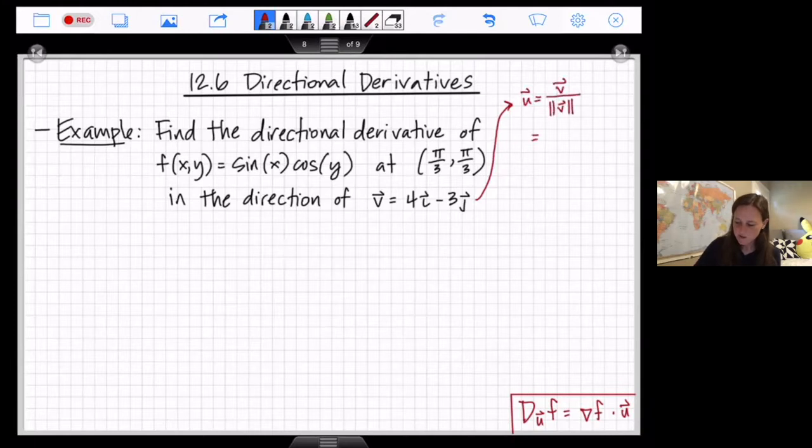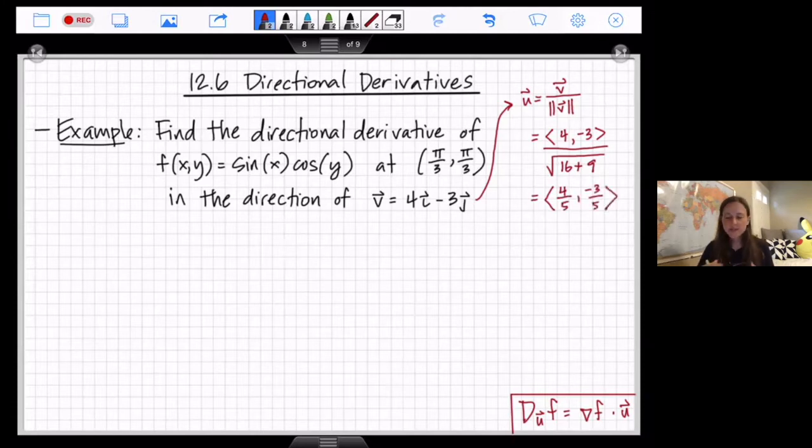All right, so we're going to take our vector. I'm going to switch over to bracket notation, ⟨4, -3⟩, and I'm going to divide that by its own magnitude. So it's going to be 4 squared, 16, and negative 3 squared is 9. And that's a beautiful magnitude, because it's the square root of 25, so 5. So we're going to be dividing each component by 5 to get our unit vector. That's the vector that's pointing in the same direction as v. It's just 1 unit long.